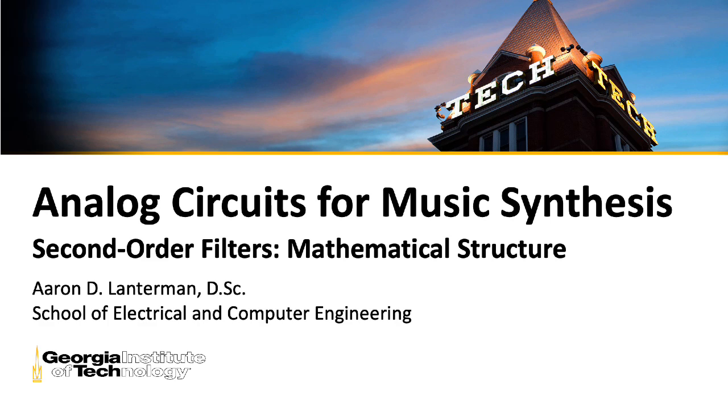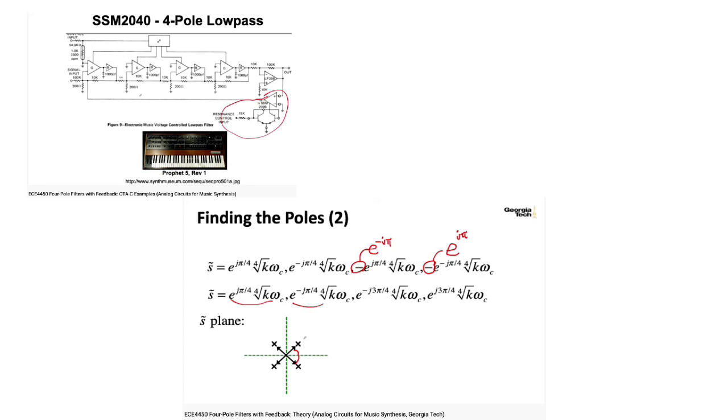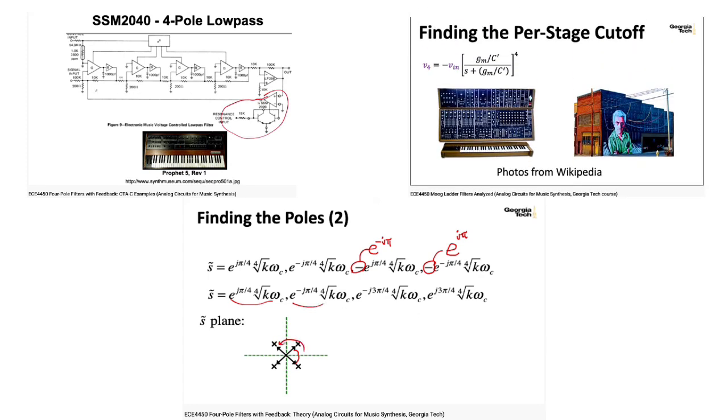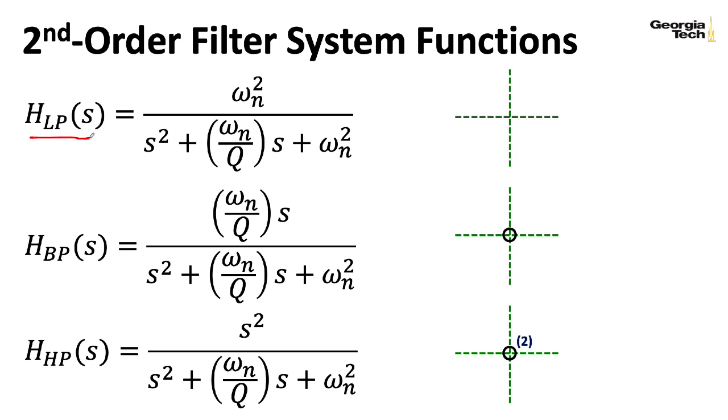Previously, in this series on analog circuits for music synthesis, we looked at some fourth-order filters that commonly appear in synthesizers. And we looked at implementations using operational transconductance amplifiers and a particularly famous differential ladder implementation by Bob Moog. For the rest of the course, we'll be focusing on second-order filters, and just as we did with fourth-order filters, we'll first start by exploring some properties of the overall mathematical structure of such filters, and future lectures will address specific implementations. Here we see some transfer functions, aka system functions, for low-pass, bandpass, and high-pass second-order filters.